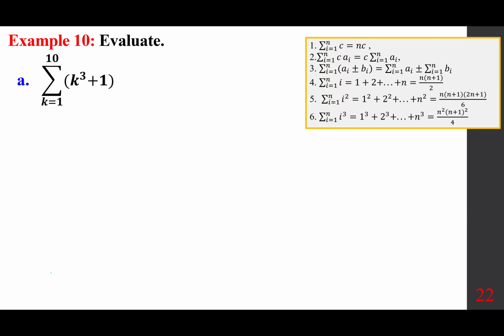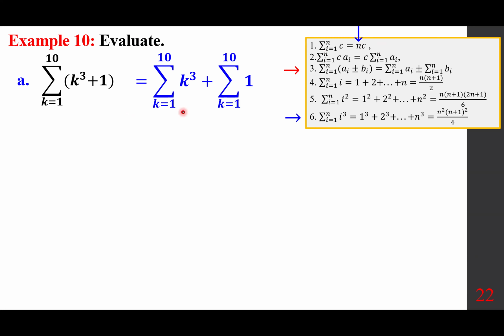All right, to do so, we are going to separate this into 2 pieces. The summation of k going from 1 to 10 of k cubed plus the summation of k going from 1 to 10 of 1. So we cut them into 2 pieces, okay? And again, reminding you that this is the property we are using. Now for k cubed, we use i cubed. i cubed is the same as k cubed. So we use that one, and for this one, we use this one.